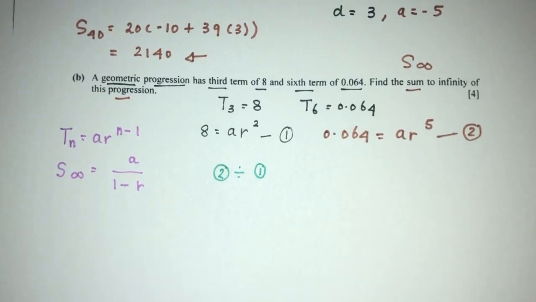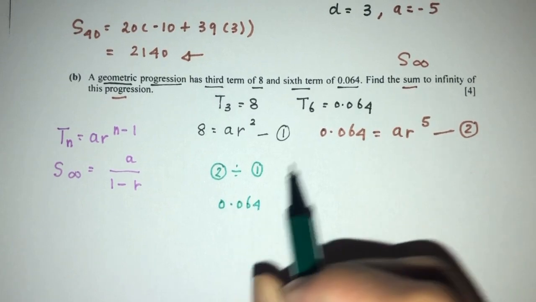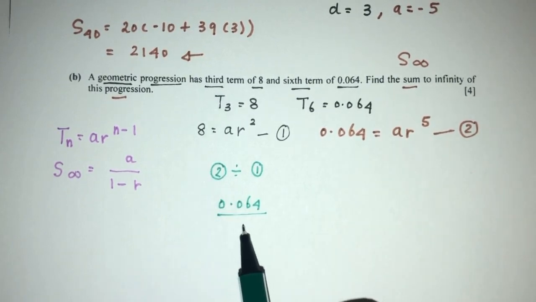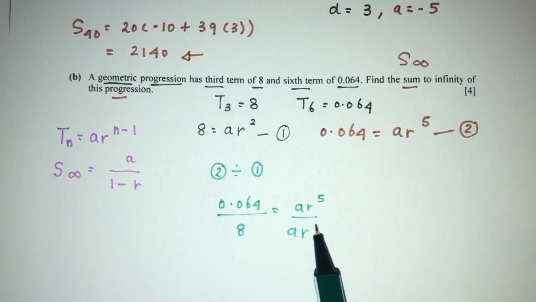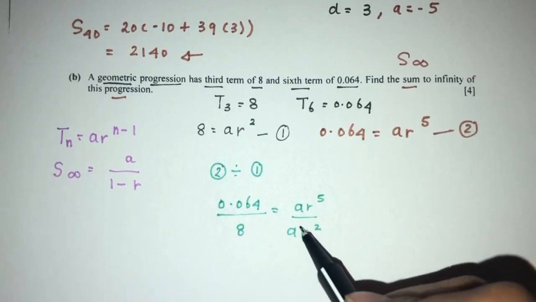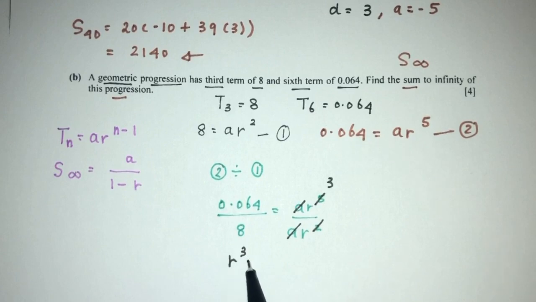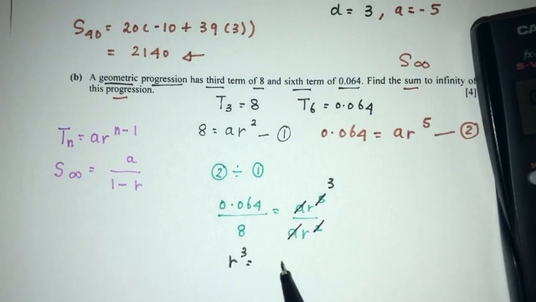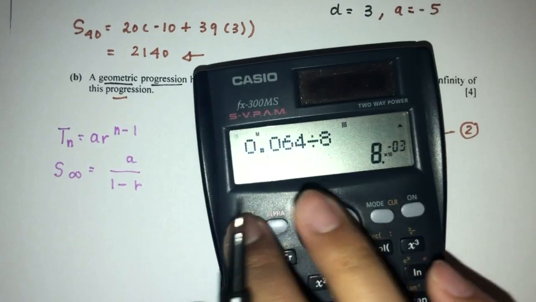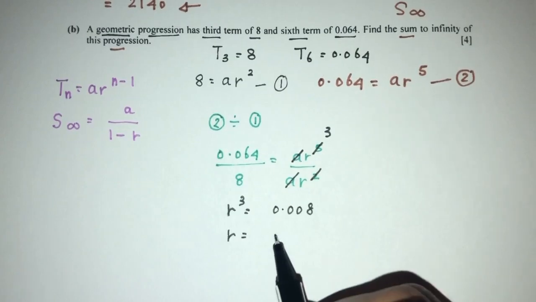On one side, you will have 0.064 over 8 is equal to a r to the power 5 over a r to the power 2. Now simplify, the a will go away. That will be 3. So r to the power 3 has to be what? 0.064 divided by 8, that will be 0.008. So r has to be the cube root of the answer, that will give you 0.2. So the value of r is 0.2.